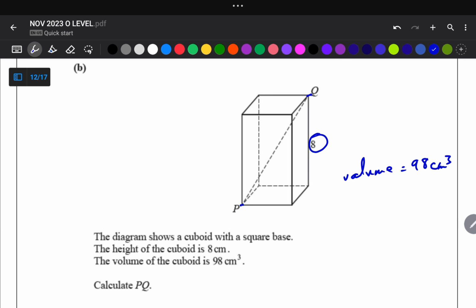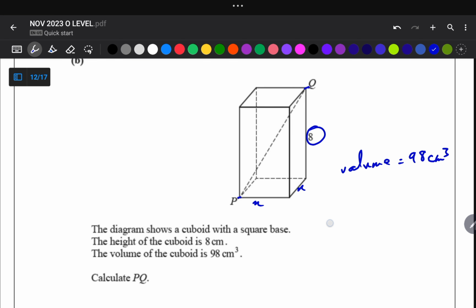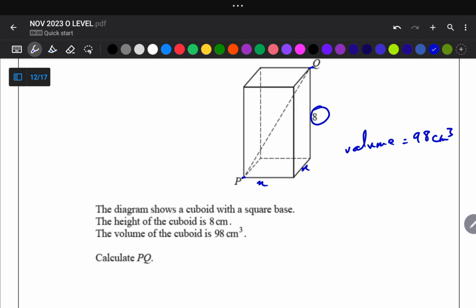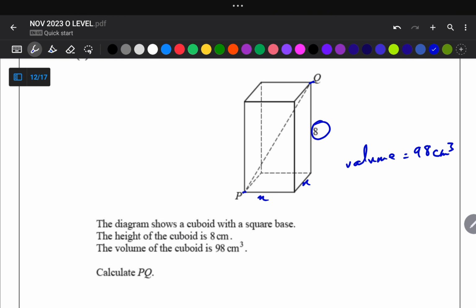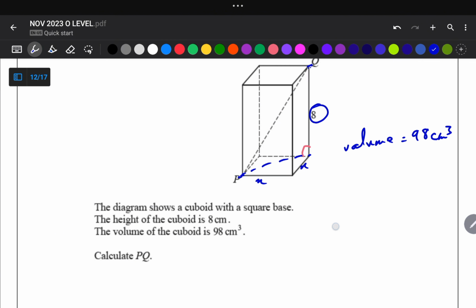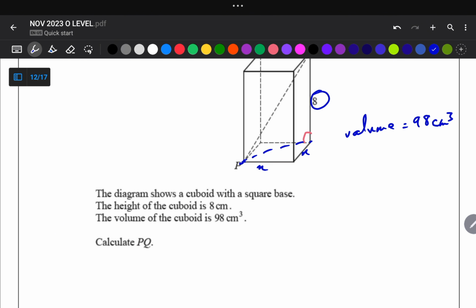So you can let this side x and this side x because this one is a square base. Okay, so to find the length of PQ, we are going to start by finding this length here from this point P to this point, and then use our Pythagoras theorem to find this hypotenuse, because here it is 90 degrees.